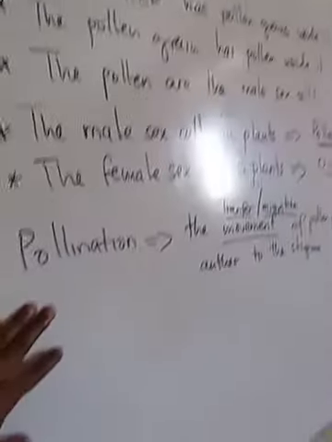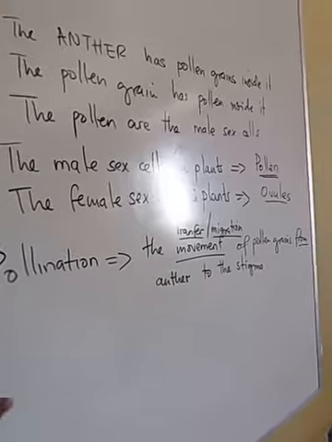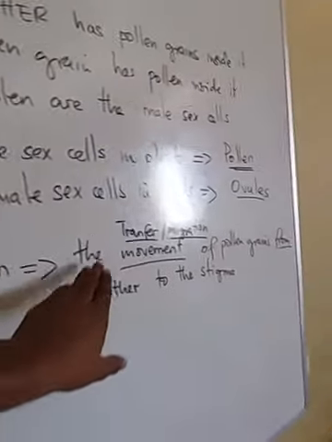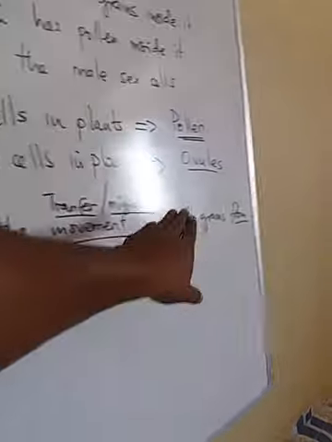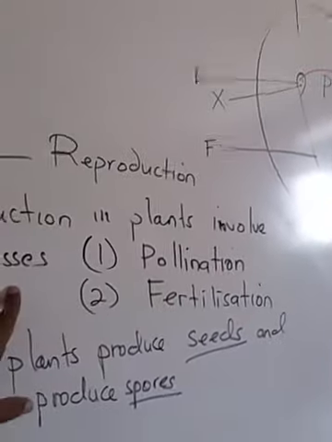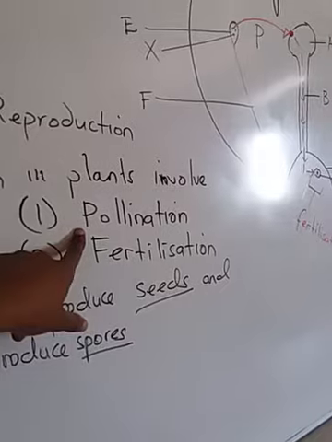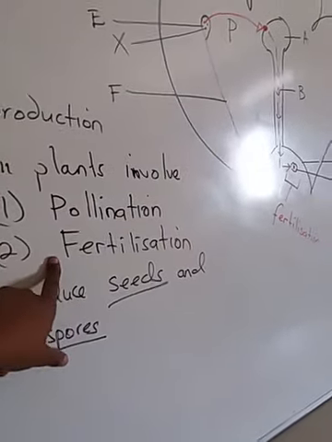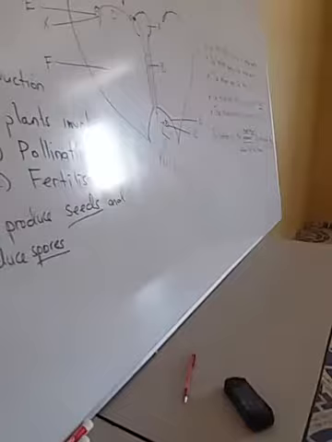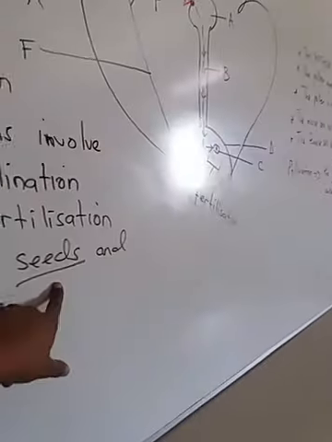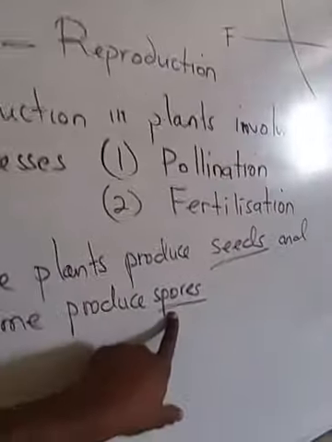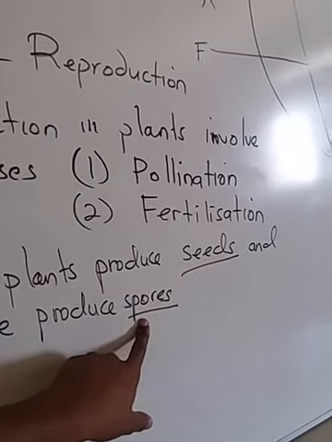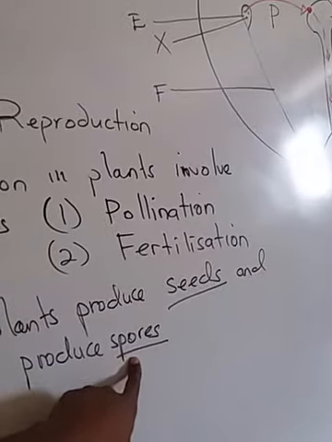So what we are saying here is, eventually, our definition is over here. Pollination is the transfer, the migration or the movement of the pollen grains from the anther to the stigma. Right, that's what it means. And here we just say reproduction in plants involves 2 processes, pollination and eventually fertilization. And then we did mention that some plants produce seeds, yes. But some produce spores. All right? So this is what we have to understand about a flower.